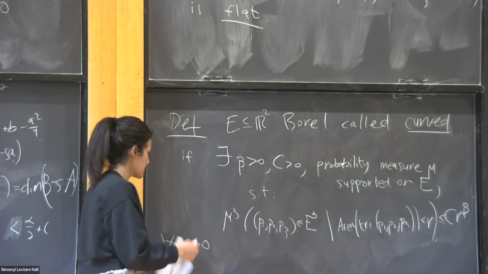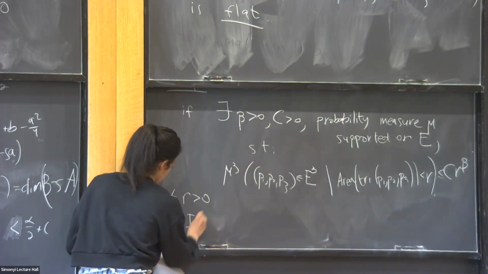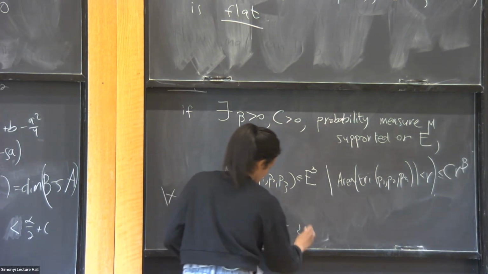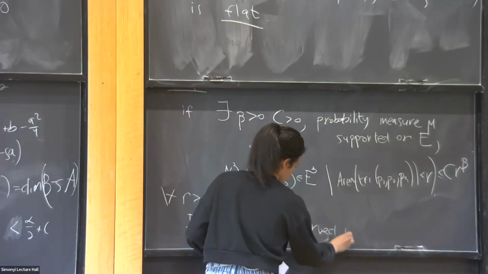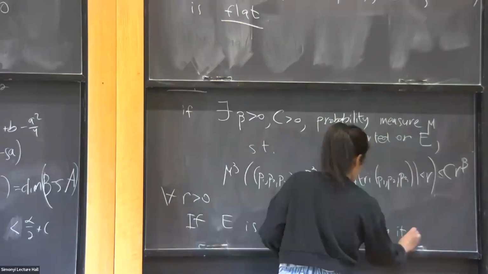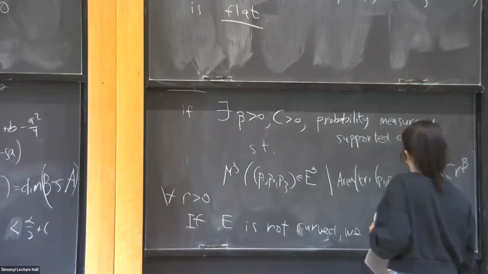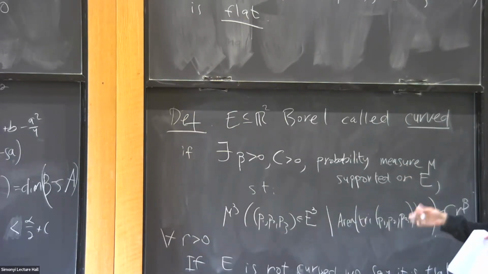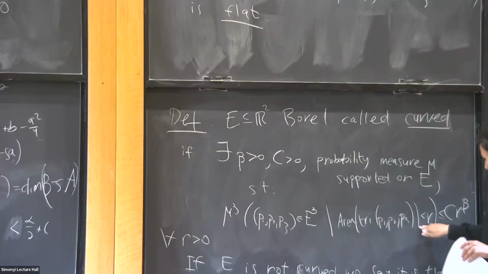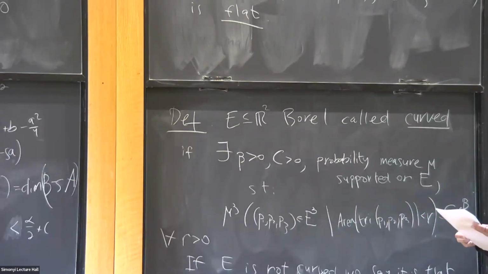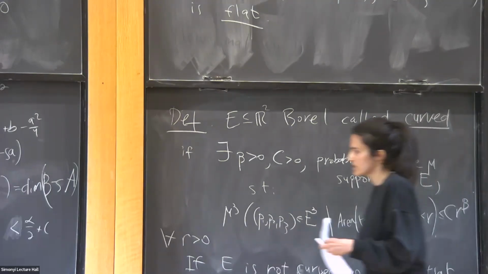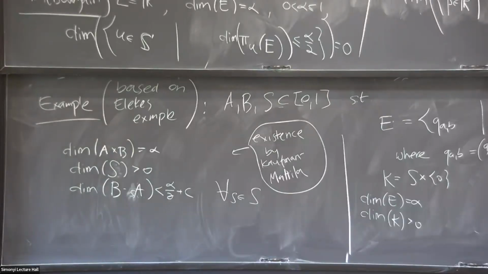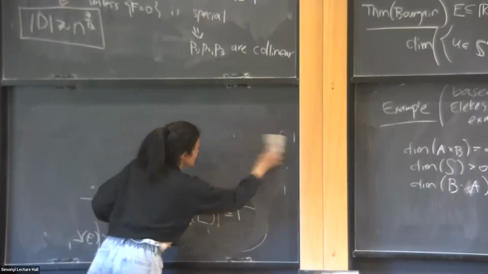And if E is not curved, we say it is flat. So it is something pretty technical, but it gives some bounded number of thin triangles in this sense. And so a corollary from this theorem is an instance of the pinned Falconer. It's one way to see it.